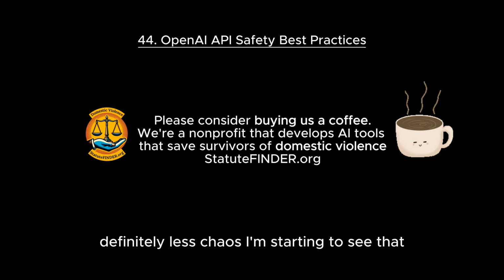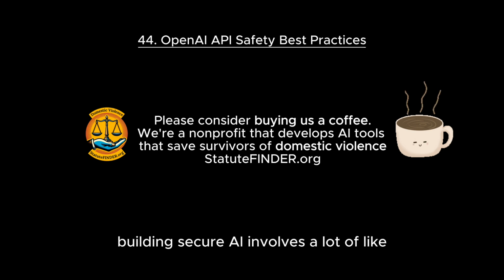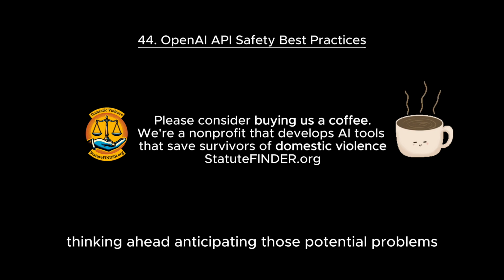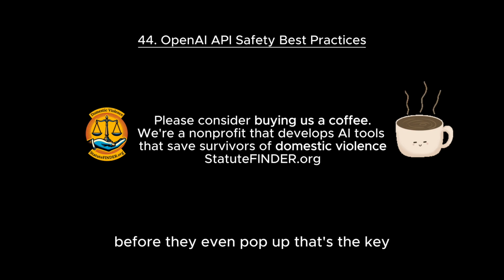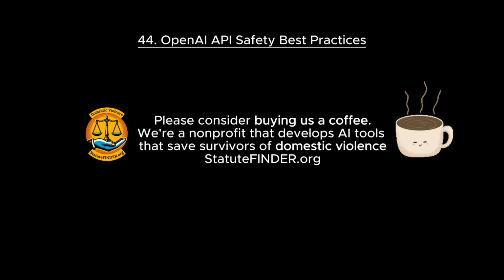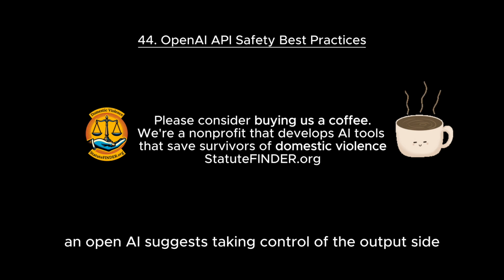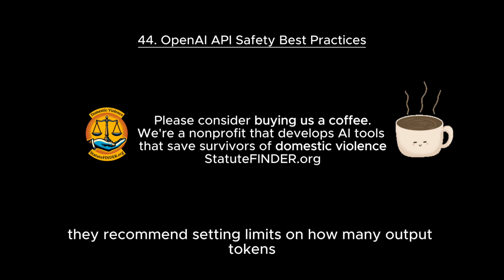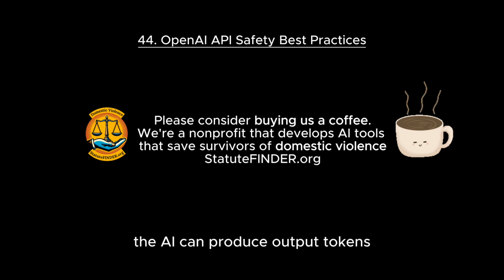Definitely less chaos. I'm starting to see that building secure AI involves a lot of thinking ahead, anticipating those potential problems before they even pop up. That's the key. And OpenAI suggests taking control of the output side as well. They recommend setting limits on how many output tokens the AI can produce. Output tokens. Remind me what those are again.